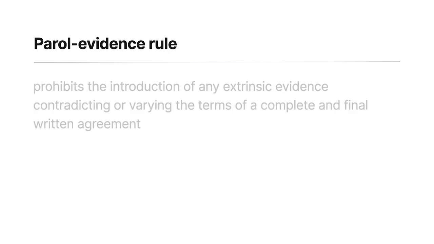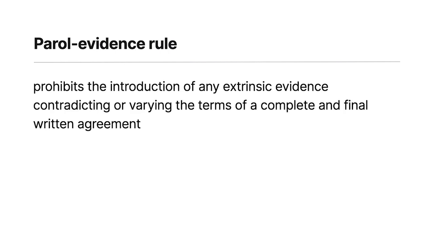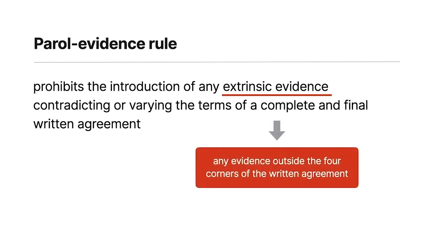The parole evidence rule is a contract law principle that generally prohibits the introduction of any extrinsic evidence contradicting or varying the terms of a complete and final written agreement. Extrinsic evidence refers to any evidence outside the four corners of the written agreement. Article 2 has its own version of the parole evidence rule.